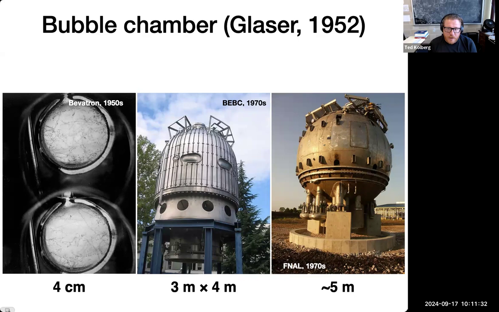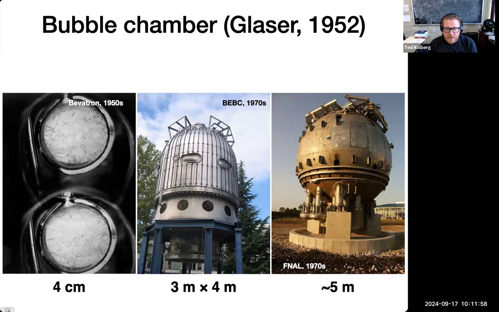Exactly. So if we're trying to study rare decays, we want to capture as many events as possible. And one way to increase the cross-section for particles to interact with my chamber is to make the chamber much more dense. And so filling it with liquid hydrogen rather than with water vapor gives you several orders of magnitude change in density.